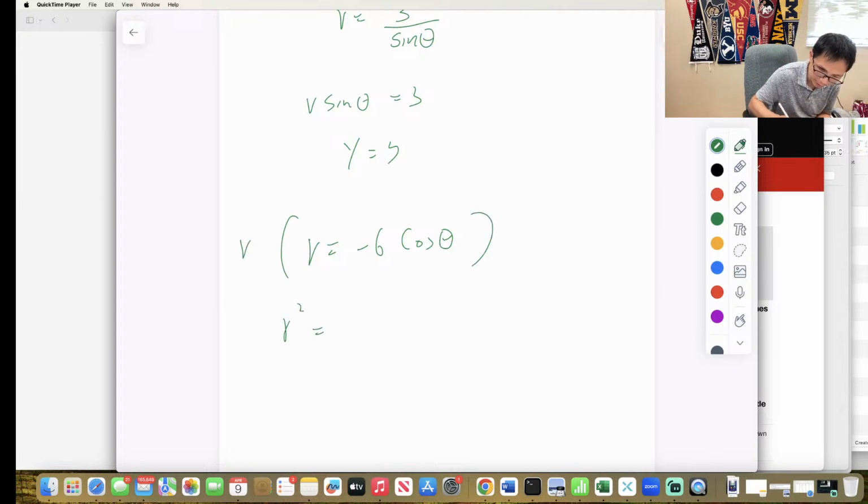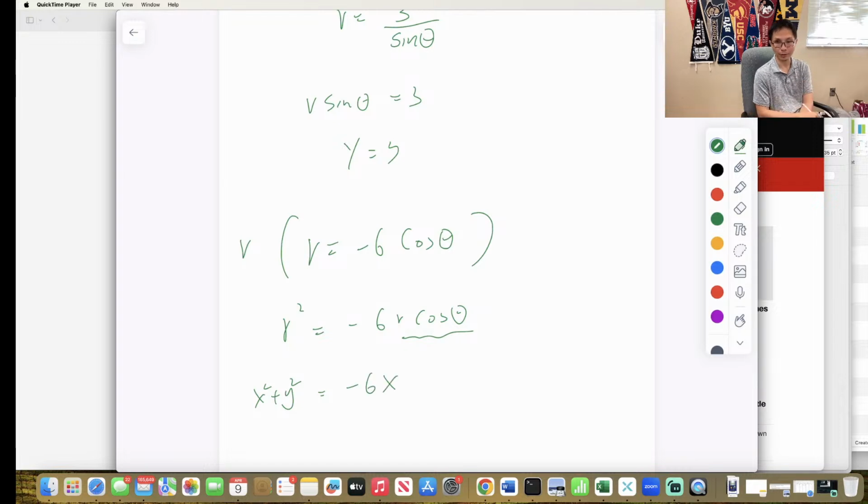So r squared equals -6 r cosine theta. Why? Because you had 2 birds with 1 stone. Because r squared is what? x squared plus y squared. And what is r cosine theta? x. And there you go. You just converted it.